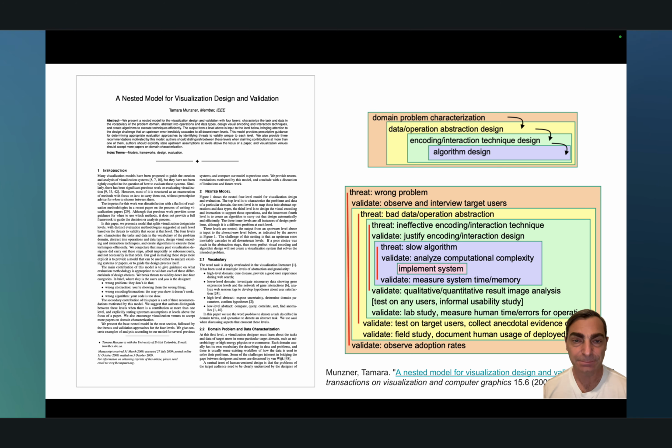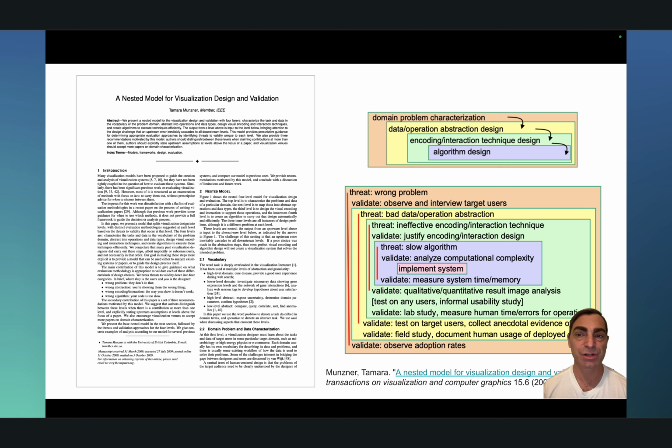So this whole idea comes from, or is inspired by, a very, very popular paper in visualization research, published several years ago by Professor Tamara Munzner. It's called A Nested Model for Visualization Design and Validation.